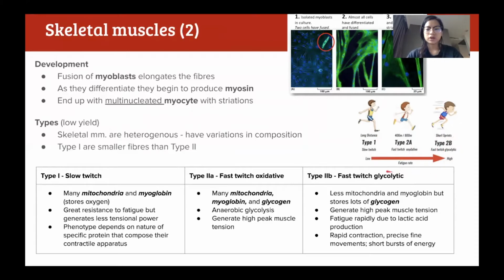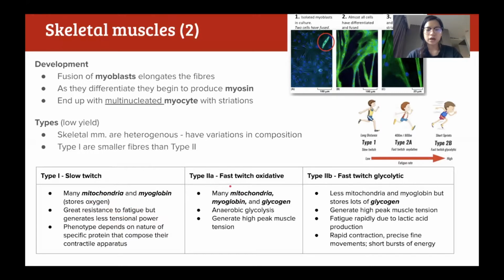So the fatigue rate of type 1 is low because they have greater endurance, and the fatigue rate of type 2B is greater because they just produce a lot of energy at once. So this is more detail on it. Slow twitch fibers have many mitochondria and myoglobin. Myoglobin is used to store oxygen. They have the greatest resistance to fatigue, but generate less tension power.